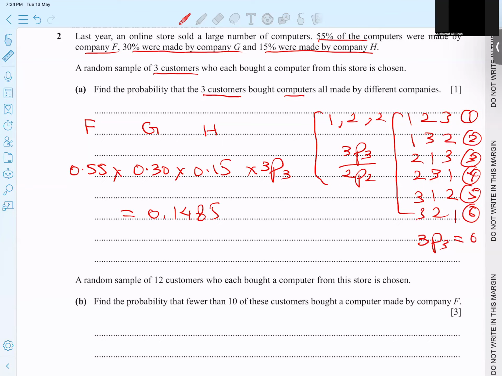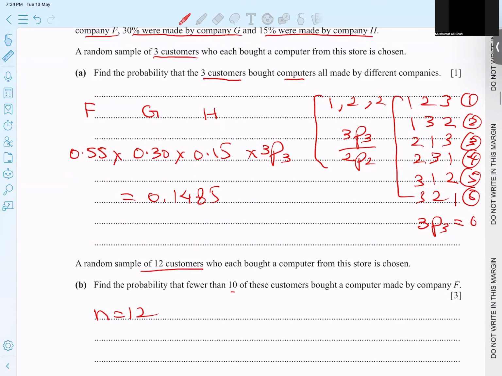And now a random sample of 12 customers is taken, so N is 12, who bought a computer from the store. The probability that fewer than 10 of the customers bought a computer from company F. Sorry, he said fewer than 10. Whenever the binomial topic comes, if the count includes 0, make a number line 0, 1, 2, 3, 4, 5, 6, which will make the question easy to understand.